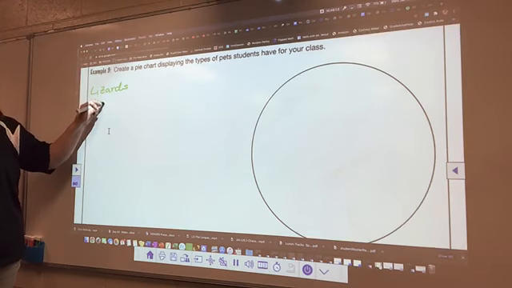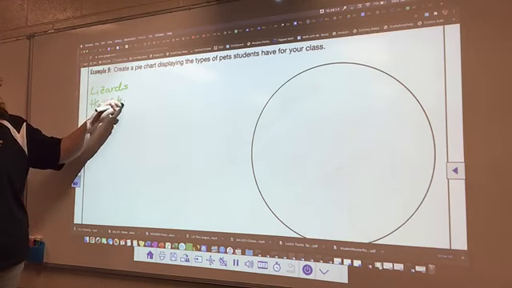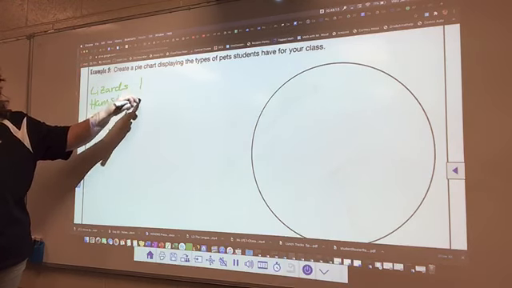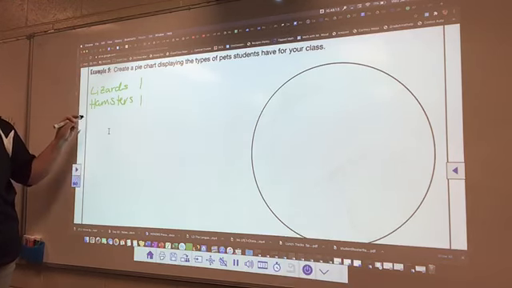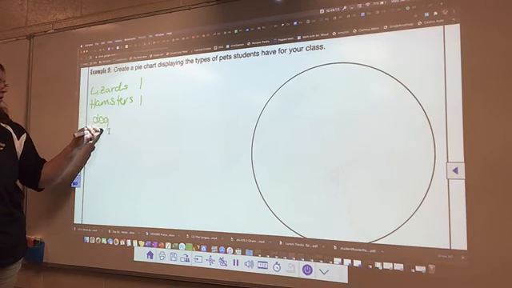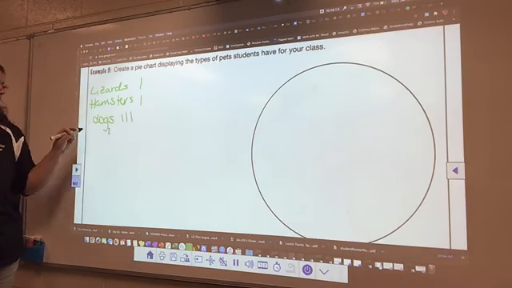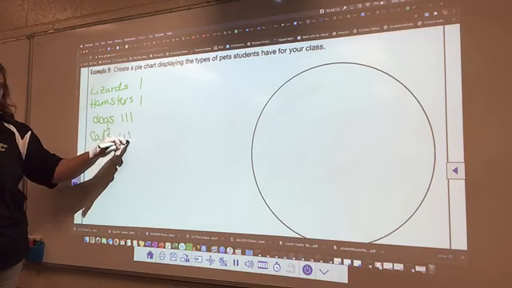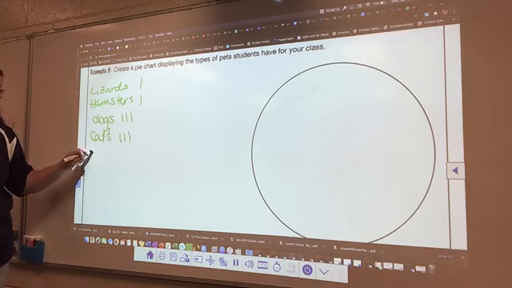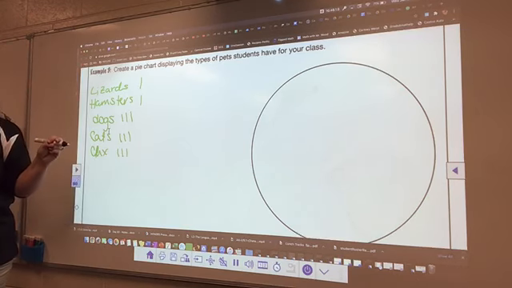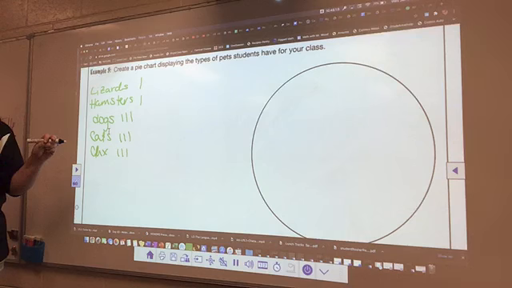Hamsters. How many lizards? Just one. How many hamsters? Just one. Okay. 3 dogs. Okay. 3 cats. Okay. 3 chickens. There used to be like 20, and then my dogs killed them all. Yeah, I bet. And I think that's all we had that's alive.